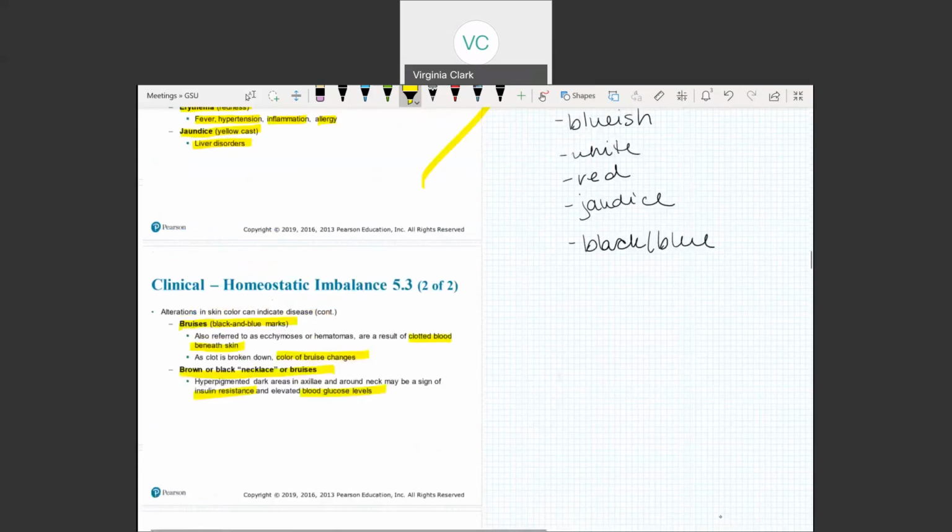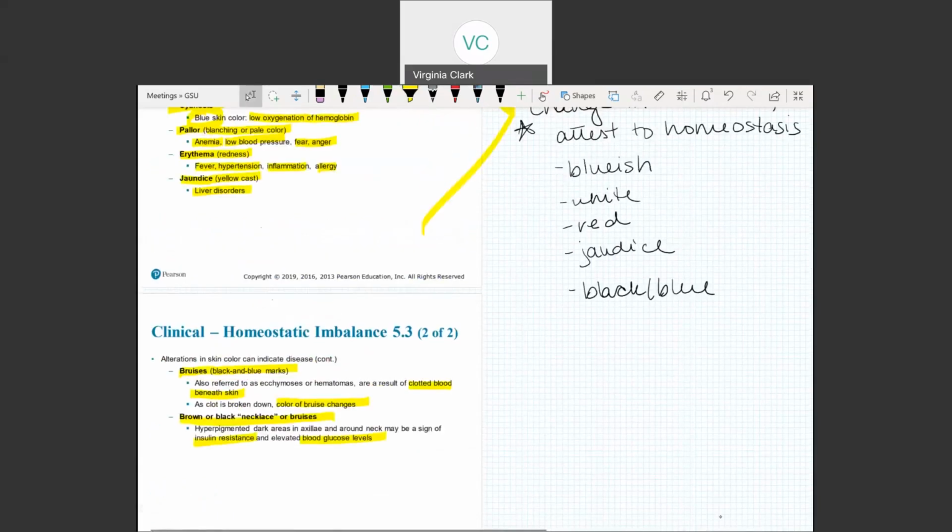So there's a lot of different colors your skin can change: blue, white, red, yellow, or black. All of these can attest to something going wrong. So it's a great example of how you can use something quick to look at with the naked eye to be able to attest to changes in the homeostatic level of the body.